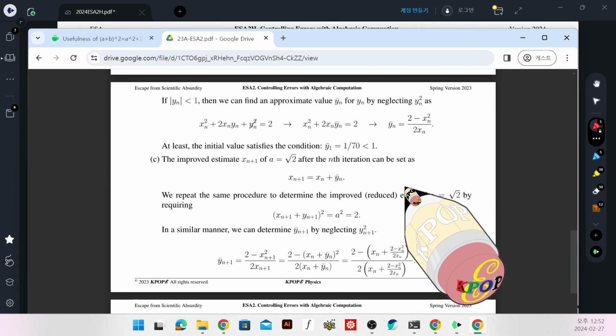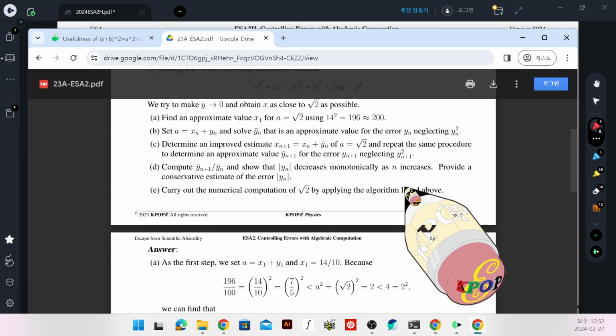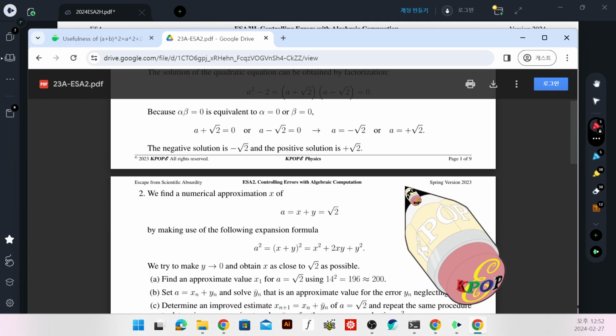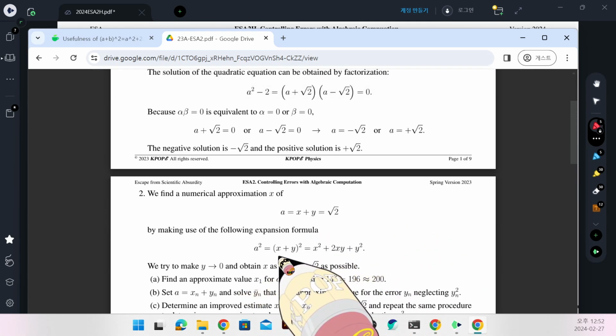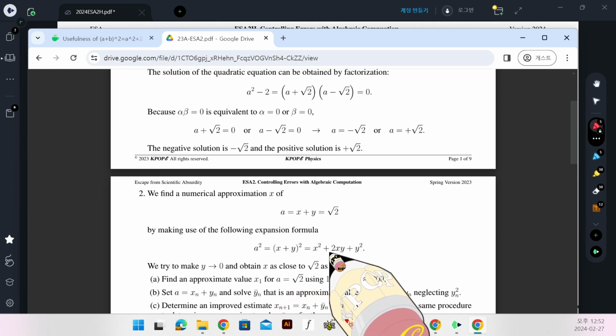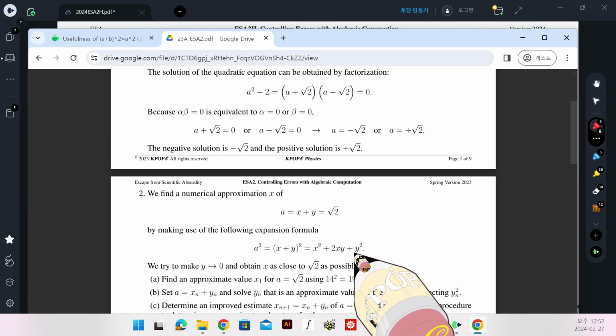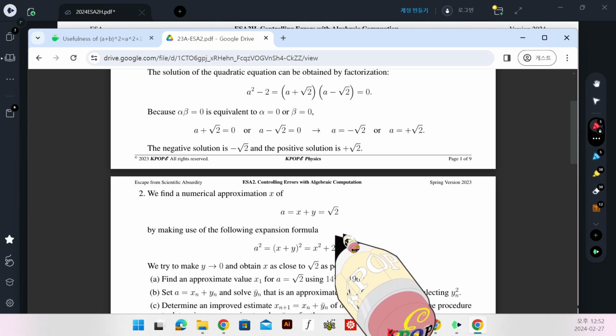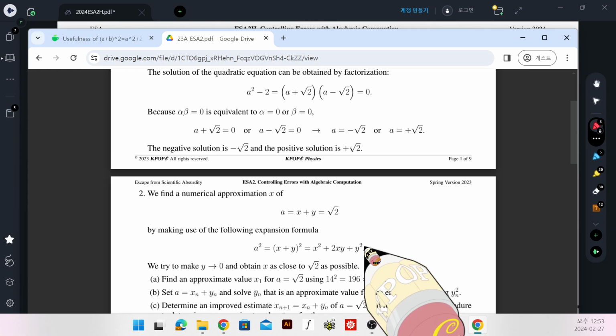systematic error analysis using a very simple formula, that is, the square of x plus y is x squared plus 2xy plus y squared. This very simple formula that we learned in middle school can be used to estimate the approximate value for the square root of 2 with an arbitrary accuracy if you require.